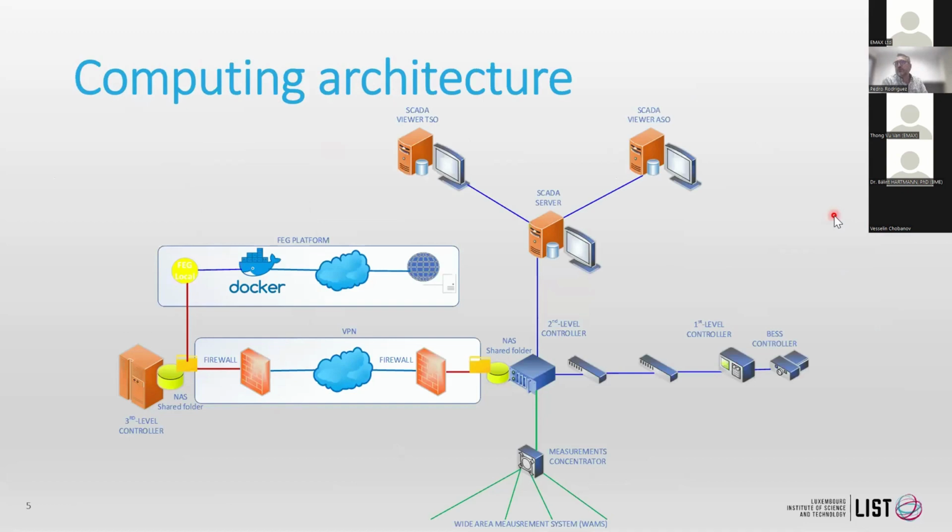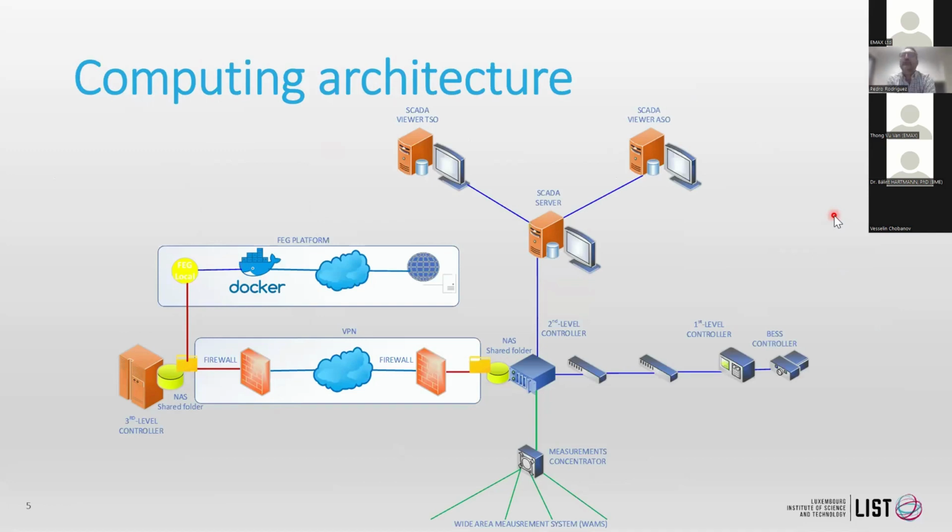Here is a more physical implementation, a more physical description. You can see at the right the first level controller. In the center, the second level controller, which actually is our concentrator. All the signals are concentrated in the second level controller. We receive the signals from the measurement units, RTUs, and PMUs from the TSO. At this second level controller, we also receive references and schedules from the third level controller, in this case through the internet.